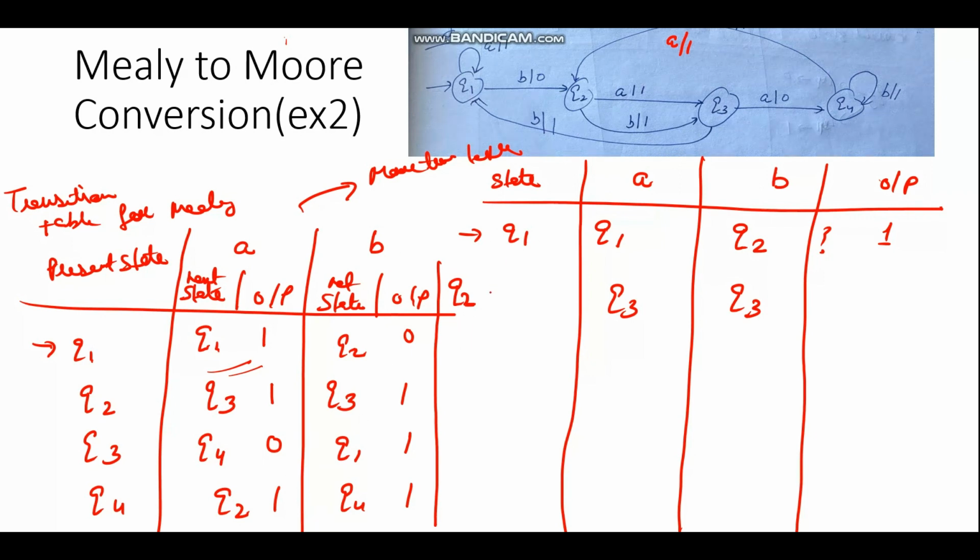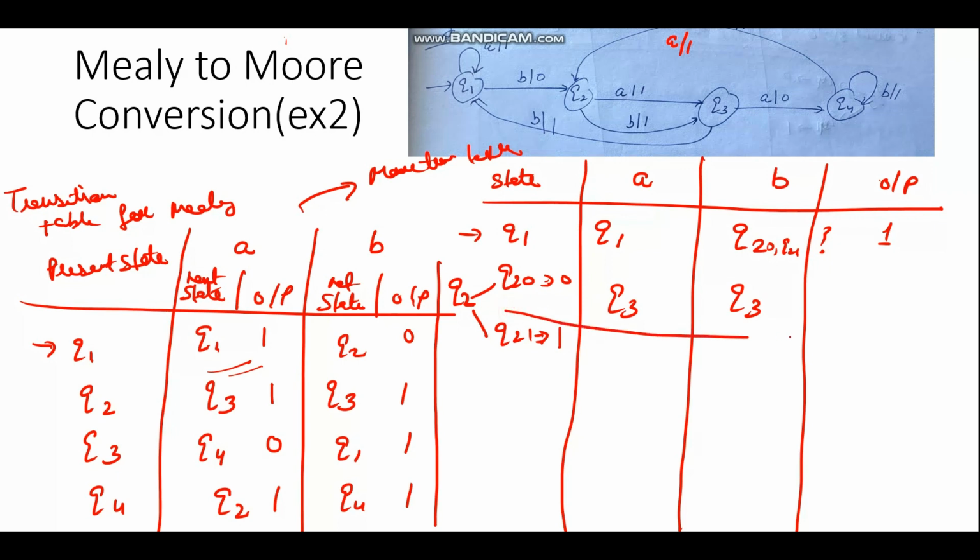So what can we do in that case? We can split it as Q2 with 0 output and Q2 with 1 output. So when Q2 is 0, the output in that case is 0. When Q2 is 1, the output is 1 in this case. So these are the two states that we have to split. For this we can say Q2 0 and Q2 1 separation is being done, so we have to explore Q2 0 and Q2 1.